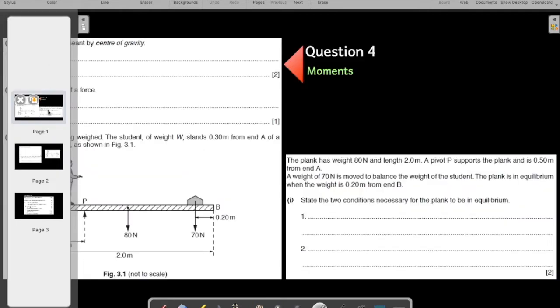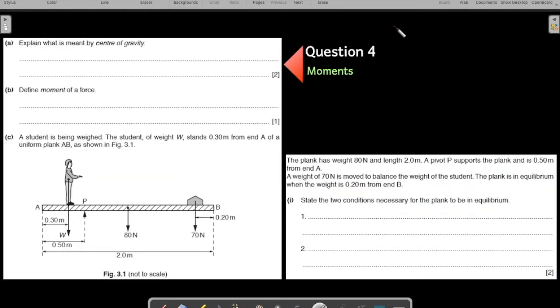Alright, so I believe that you have solved the question. You're coming back and playing the video again. So let us understand what question number one is saying. To explain what is meant by the center of gravity. Simple and easy to say.